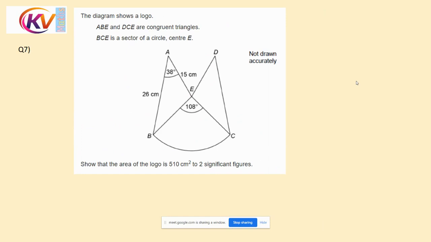Right, question 7 then. So this is the last one that I've got on sine and cosine rule. It is also the most tricky. So I'll give you a couple of minutes to have a look at this one and see how far you can get.